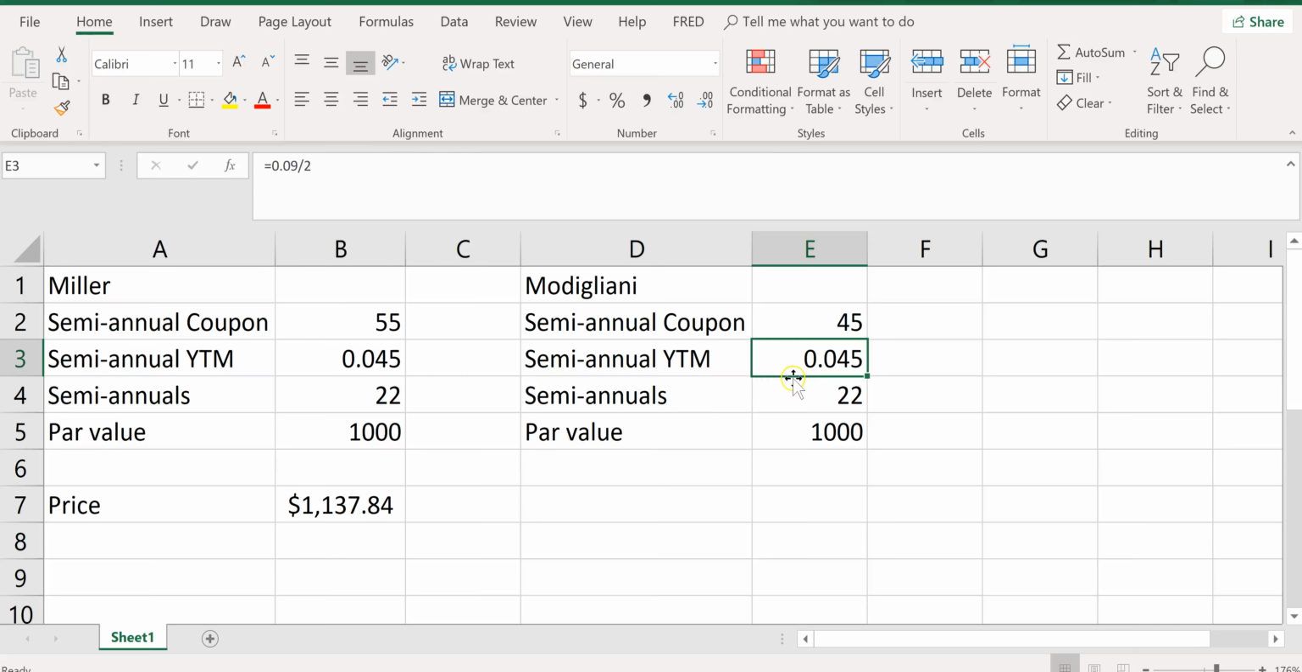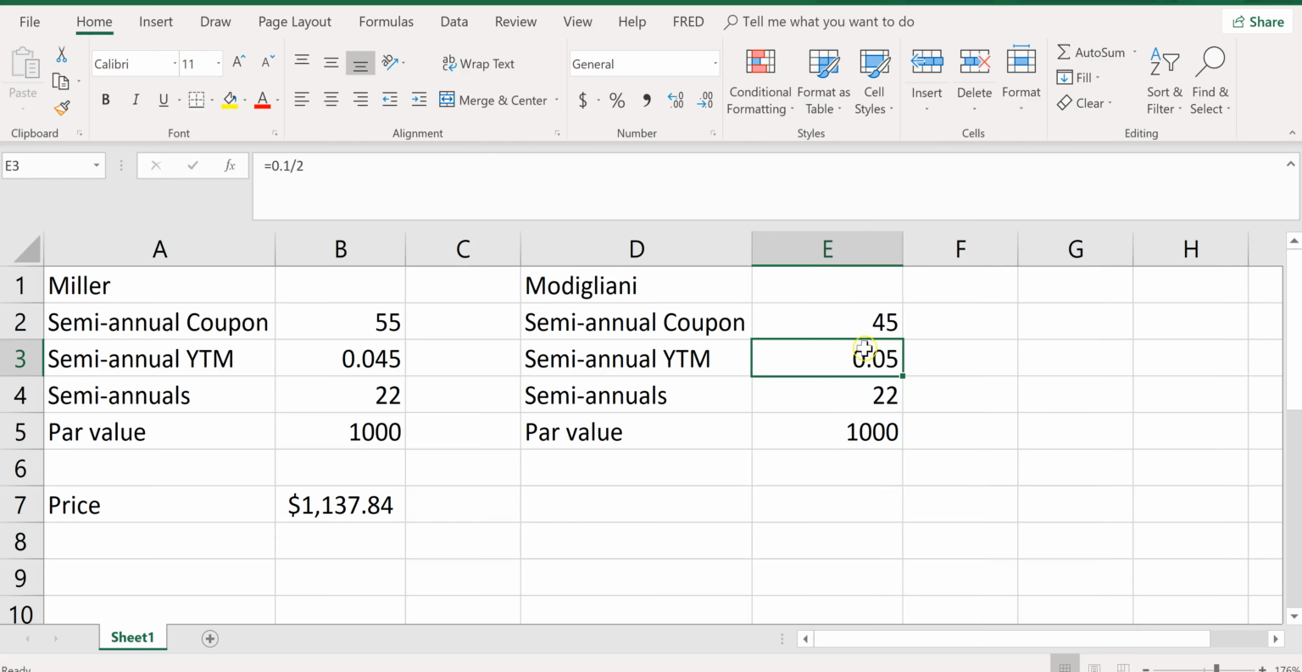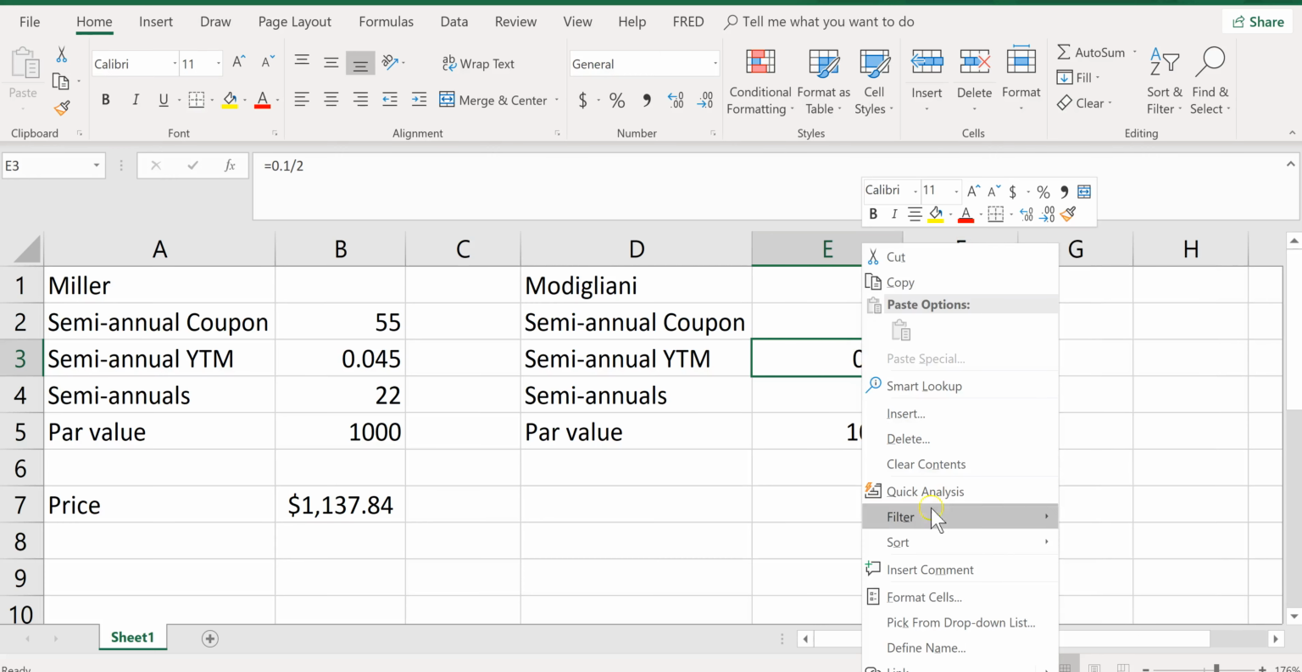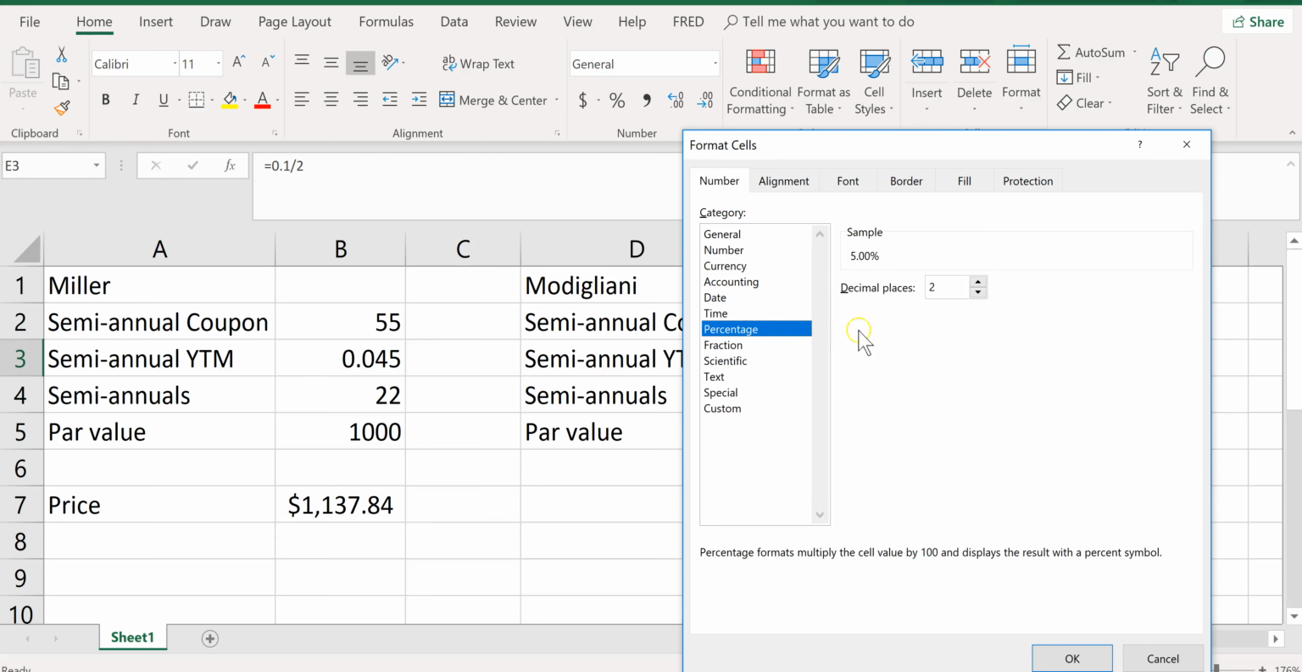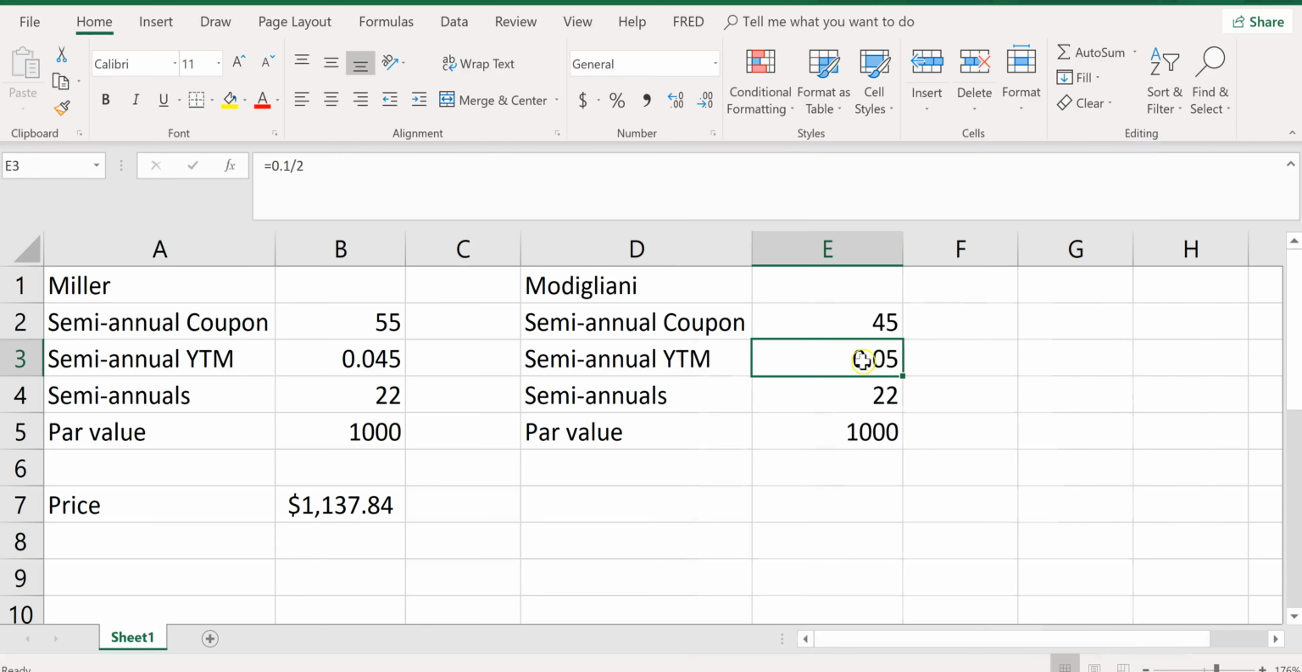So this will become 11 divided by 2. And you can see this becomes 5%. I guess that's because the decimal places was kept to be 2. Actually, there's a typo. This should be 11% divided by 2.